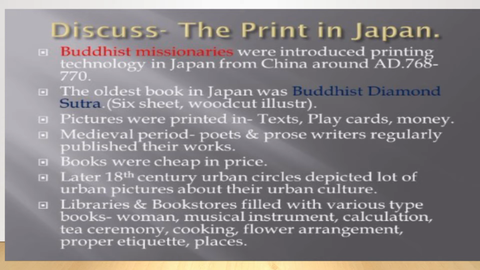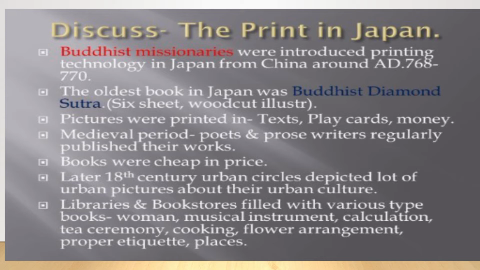The print in Japan: the Buddhist missionaries, who were religious scholars, were imbibing this knowledge and spreading it across through the print culture in Japan from China around AD 768 to 770. The oldest book in Japan was the Buddhist Diamond Sutra. 6 sheets, woodcut illustrations. Pictures were printed in text on the playing cards, money.